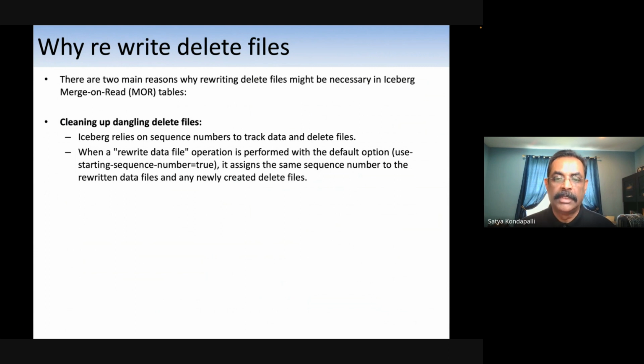When you rewrite data files, they start with the same sequence number. So let's say you have data files 1, 2, 3, 4, and then when you rewrite, it uses the same sequence number for the rewritten data files, and going forward, newly deleted files also. So now you have an old delete file, an old data file, and a new data file with the same sequence number. Of course the snapshot is different. Then you have old delete files with the same sequence number, and a new delete file with the same sequence number.